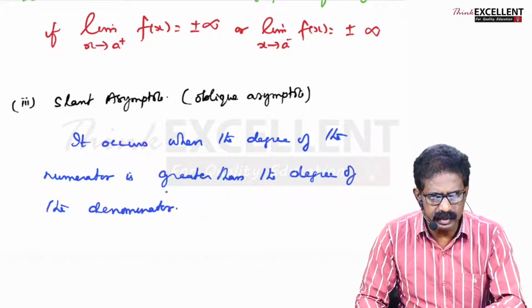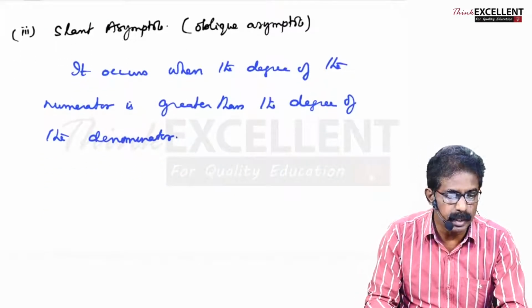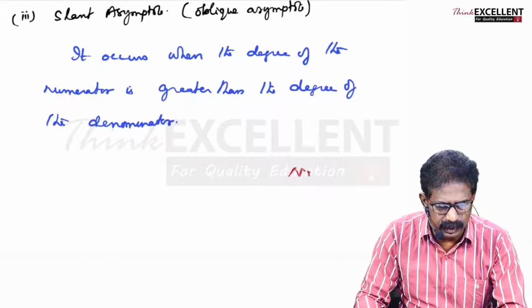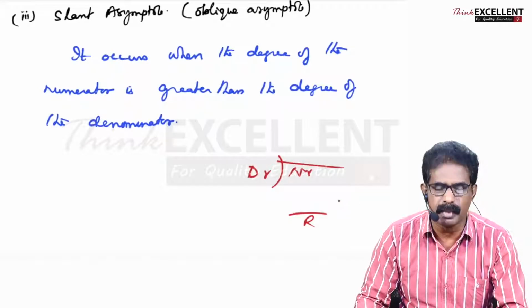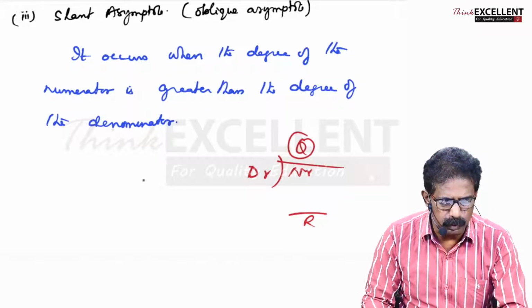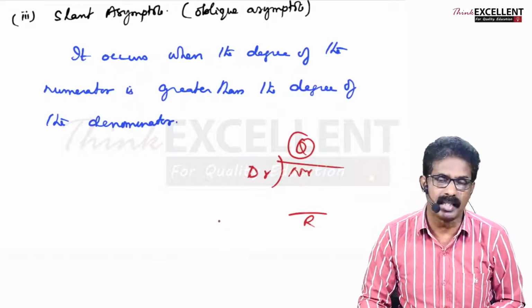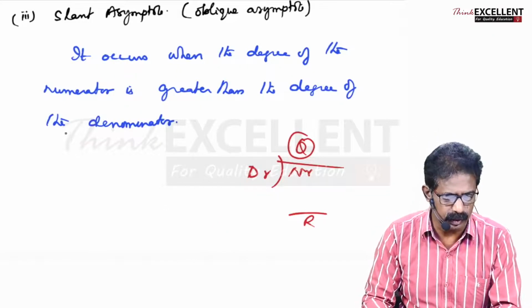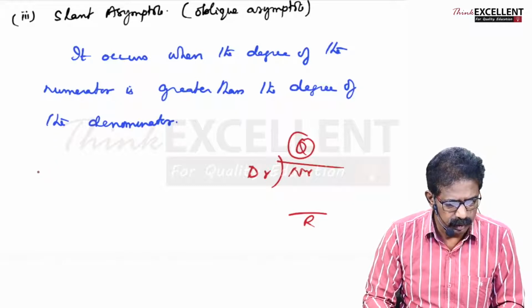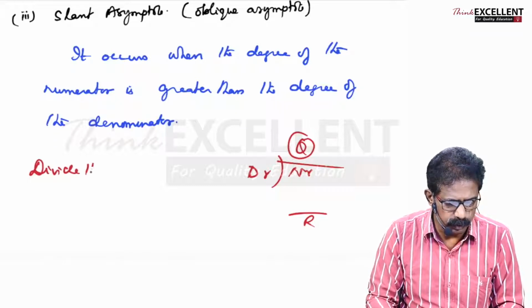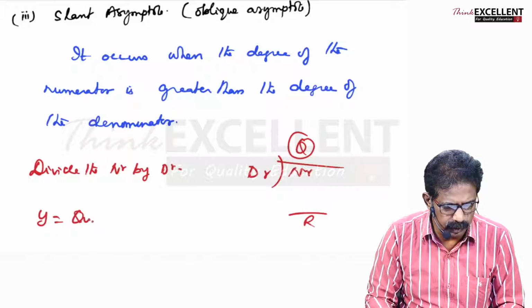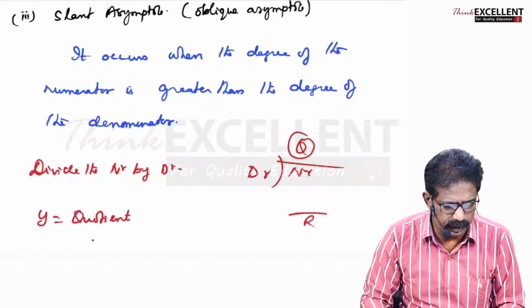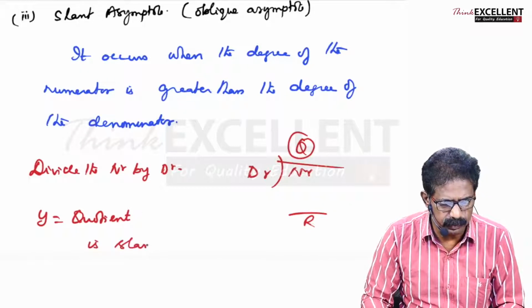Then how to find this slant asymptote? Very simple. Numerator degree is greater, right? So write the numerator inside and divide by the denominator. You get some remainder. Don't worry about the remainder. You will get a quotient, right? You put y equal to the quotient. That is the slant asymptote, okay? So the procedure is divide the numerator by denominator. Then y equal to the quotient is the slant asymptote.